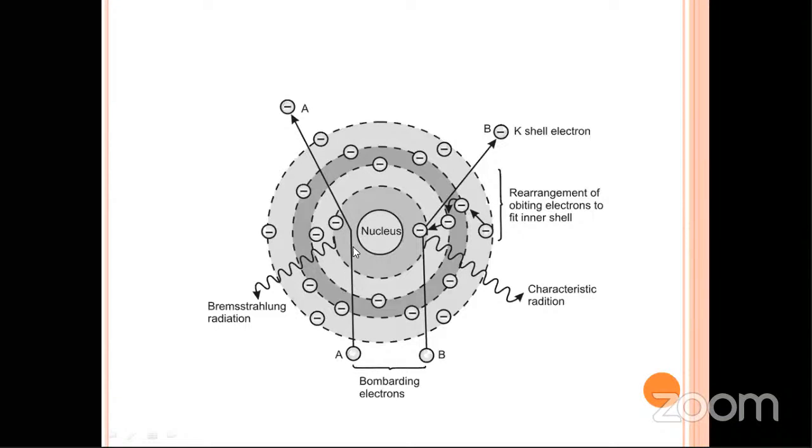Okay, so the 1% of the X-rays which is produced is divided into two types. One is Bremsstrahlung, the other one is characteristic. Bremsstrahlung is produced in larger amounts, characteristic is produced in smaller amounts.